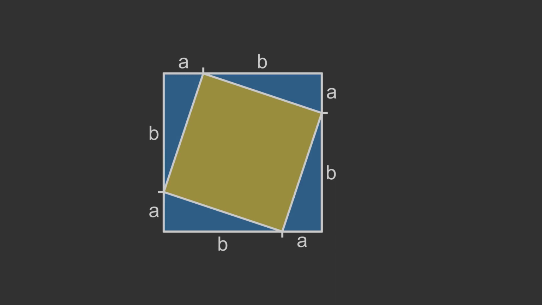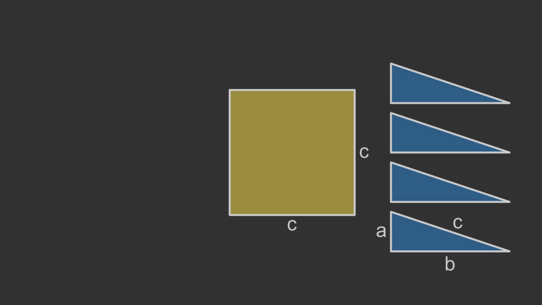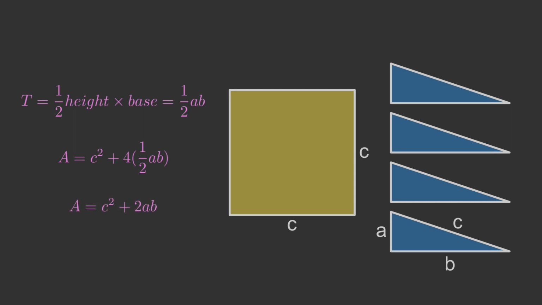Now we will calculate the area in a different way. This time we will add up the areas of all the parts that make up the square. There are four blue triangles and one yellow square. The area T of one of the triangles is half height times base, which is half ab. The total area A is equal to the area of the yellow square, which is c squared, plus 4 times the area of the triangle. That is c squared plus 4 times half ab. This simplifies to c squared plus 2ab.